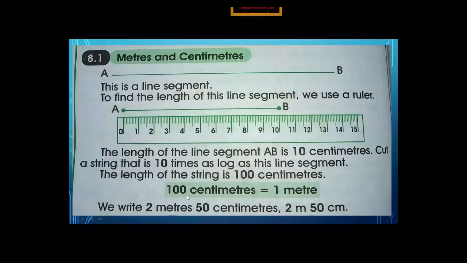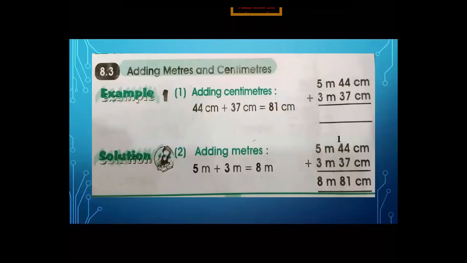And you know that 100 centimeters is equal to 1 meter, or 1 meter is equal to 100 centimeters. Centimeter is measured in smaller lengths and meter is measured in bigger lengths. Meter is a bigger unit and centimeters are smaller units. Okay. Now, today's topic, adding meters and centimeters.